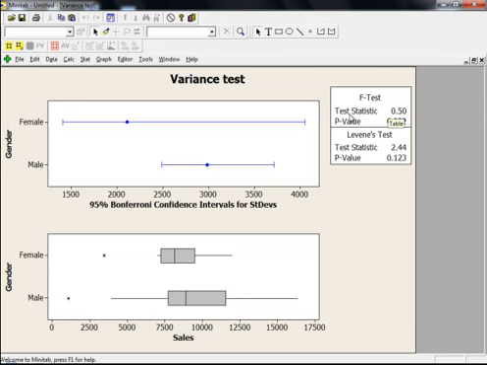The first p value is the p value of the F test, and the second p value is the p value of Levene's test. Now the question is, which p value should you look at? Should you look at the p value of the F test, or the p value of Levene's test? Which p value would you look at?